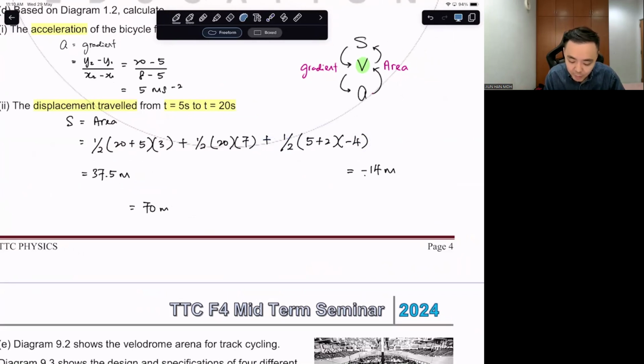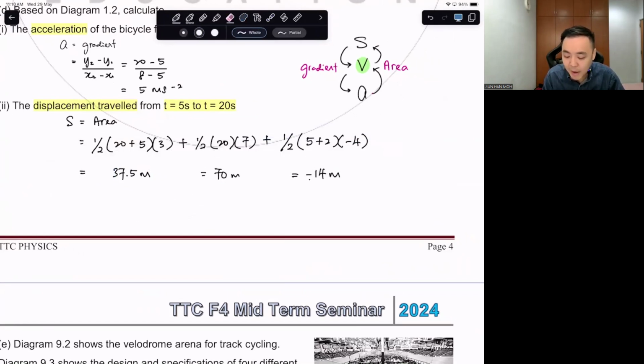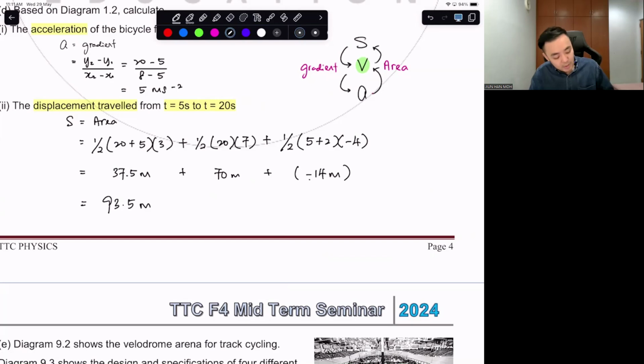So finally, you will end up getting this plus 70 plus negative 14, which means minus because you're going backwards. That's why sum them up together, you get the answer. And how much do we get for this? 37.5 plus 70 minus 14, 93.5 meter.